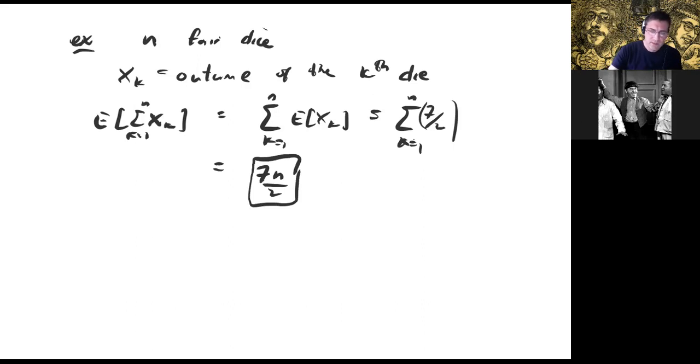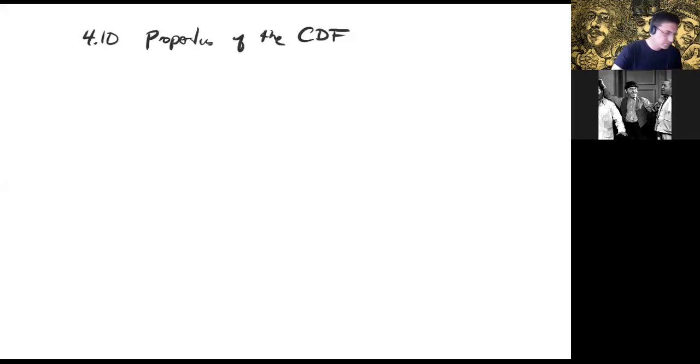Okay. So that's all I want to cover in this particular section, 4.9. So we're done with 4.9. The next thing to cover is 4.10. Okay, so let's recall the cumulative distribution function. 4.10 is about the cumulative distribution function.